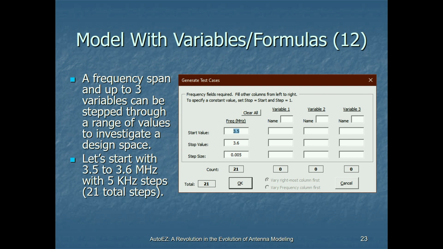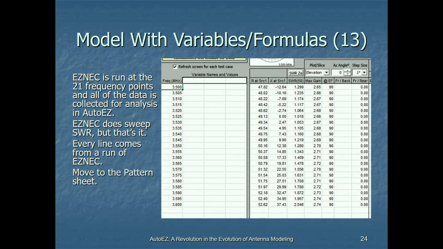That's 21 total steps. And then you click OK. And then you end up with this. So what this represents, each line is AutoEZ running EasyNet once, capturing all the results, sucking it up inside, and filling up all the tables and everything else, okay? So this I would have had to do historically by myself and write the numbers down, and if I wanted to make graphs, do it.